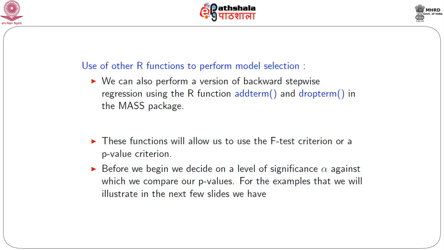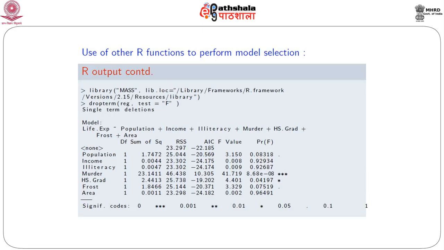Before we begin, we decide on a level of significance alpha against which we compare our p-values. For the examples that we will illustrate in the next few slides, we have alpha equals 0.05. Now, we have used library MASS in order to use these functions addterm and dropterm. So, we had used the reg function, we had named reg as the lm object of fitting life expectancy on all the variables that were available to us.